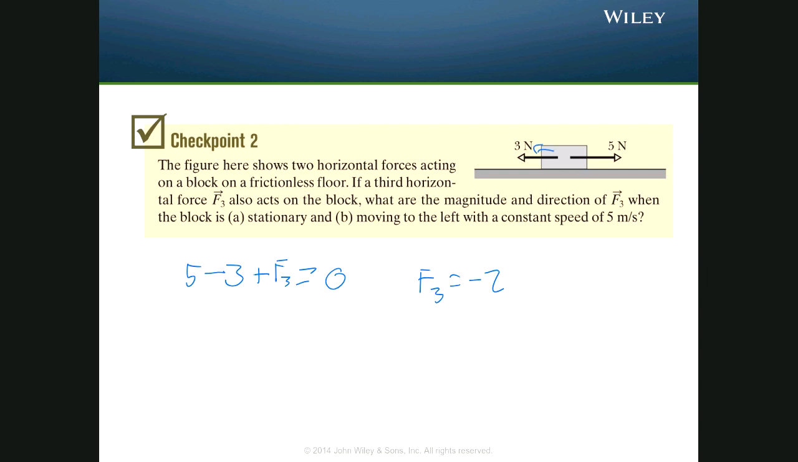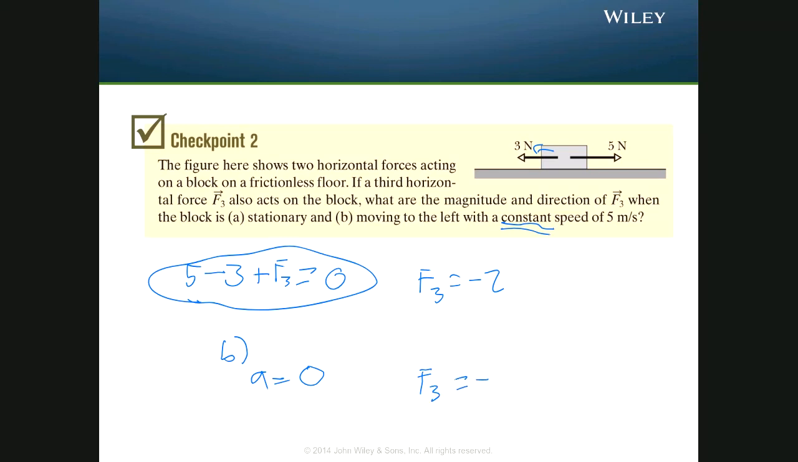Now what about part B? In part A, that's fine. But if the block is moving at a constant speed of 5 meters per second, for part B, what's a? Take a look at it again. Concentrate on this word. What does that tell us about the acceleration? It's 0. Good. So then this case applies from part A. We'll see here that F3 is also equal to minus 2. We want to use our units correctly. Yes, Tala.